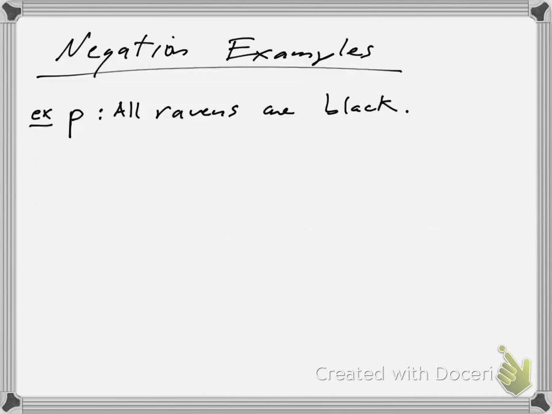Okay, let's look at a statement. Notice I use P here. We're going to call this statement P: all ravens are black. Let's say I wanted to find the negation, the not P. What would not P be? When you want to negate a statement, you want to create a statement that would prove beyond the shadow of a doubt that the statement we have written, all ravens are black, is not true.